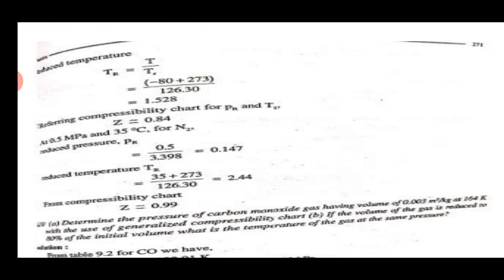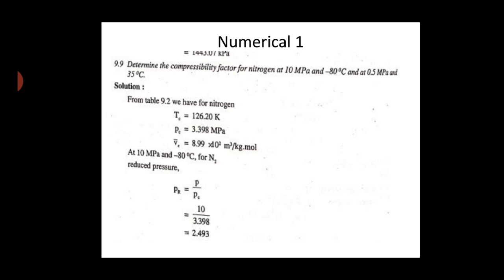Now reduced temperature. So reduced temperature is equal to T by Tc. The temperature given is minus 80 degrees centigrade, whereas the critical temperature is given in Kelvin. So we convert both to Kelvin. So minus 80 plus 273 divided by critical temperature 126.20. The reduced temperature is 1.528. So reduced temperature is 1.528 and reduced pressure is 2.5.